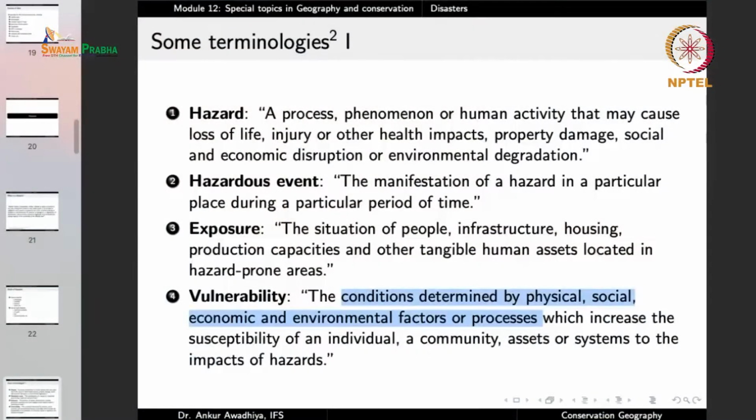The susceptibility is high when you have people who are living in houses that are not made in a manner as to be able to resist the hazard. The susceptibility is high when you have a situation where the means of transport and communication are not well developed. When you do not have a social net or an economic net to protect the people, then the susceptibility is high and then the people are more vulnerable as compared to other situations where they are less vulnerable.